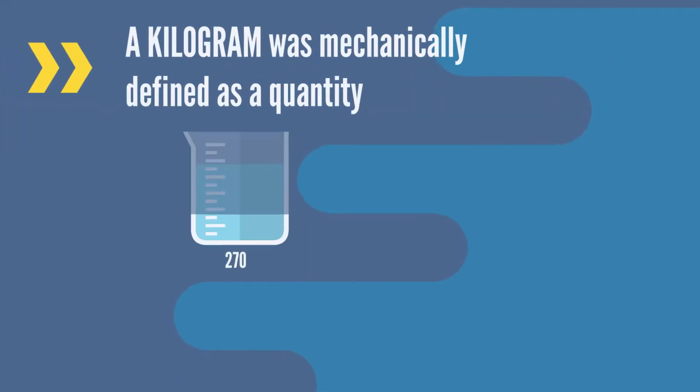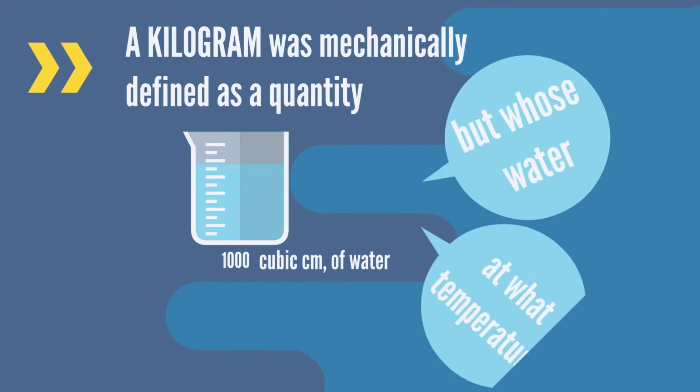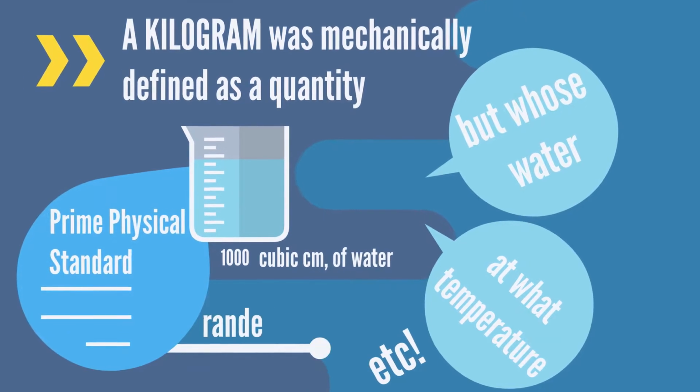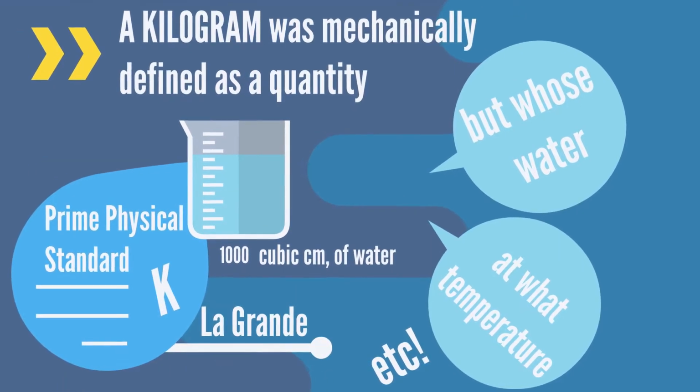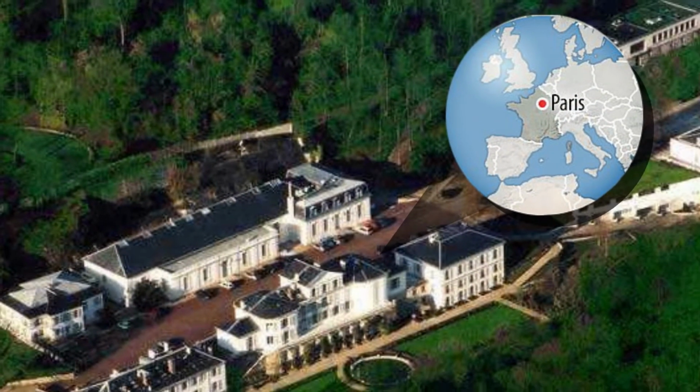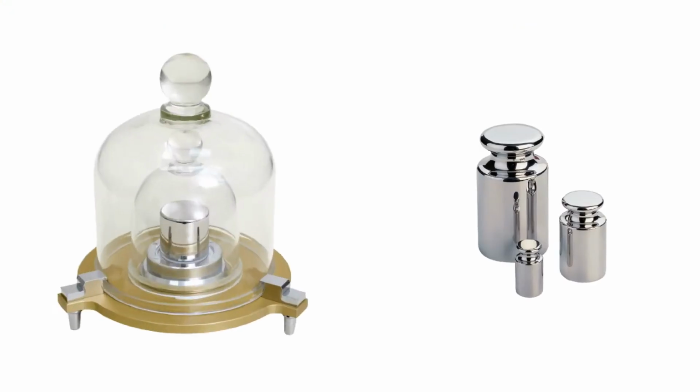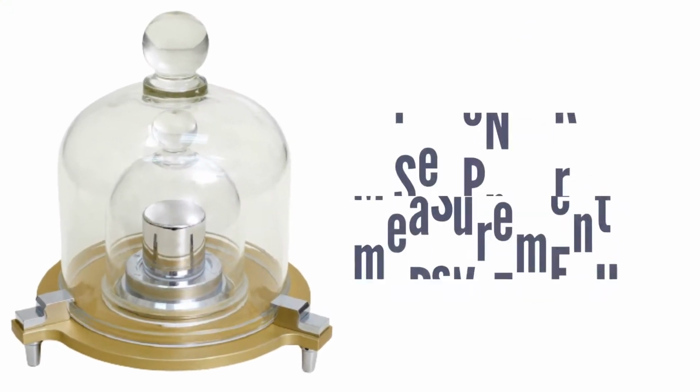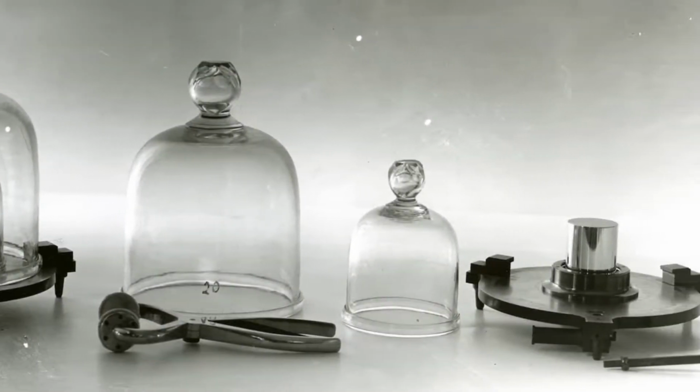A kilogram was mechanically defined as a quantity, 1,000 cubic centimeters of water, but whose water and at what temperature, etc., led to the creation of a prime physical standard, Le Grand K. At the International Bureau, there is a concern because Le Grand K is losing mass faster than the secondary measurements, national standards, which are handled much more often.